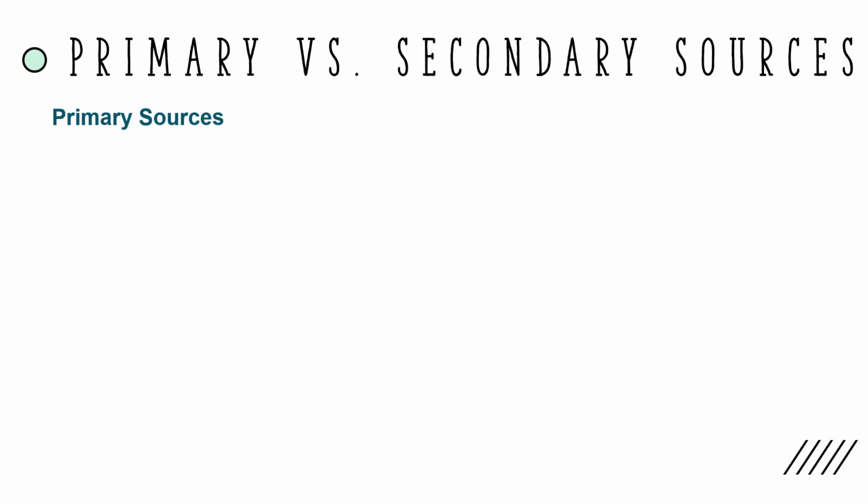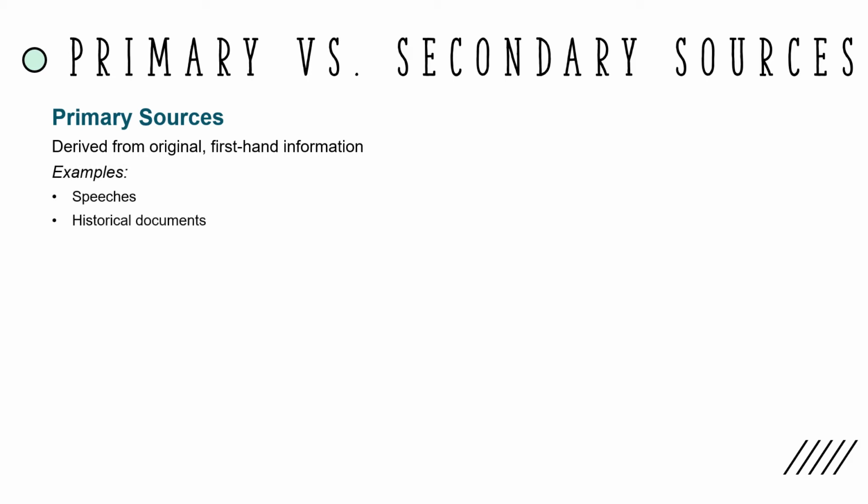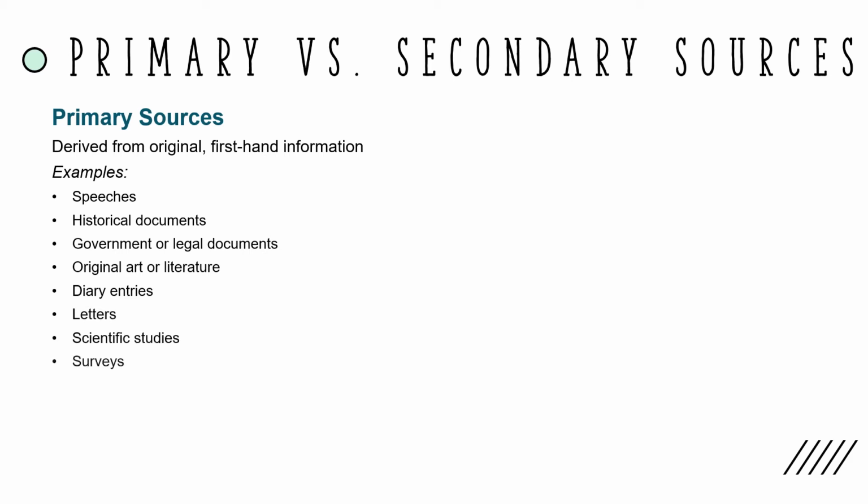Primary sources are derived from original, first-hand information. Some examples of primary sources are speeches, historical documents, government or legal documents, original art or literature, diary entries, letters, scientific studies, surveys, and interviews.